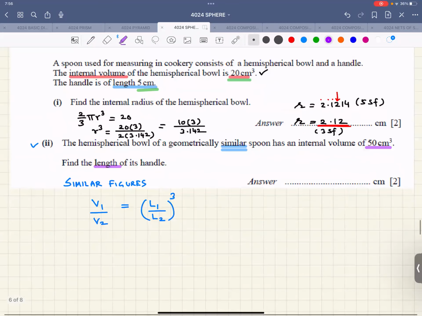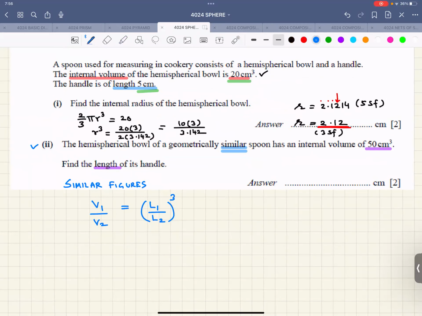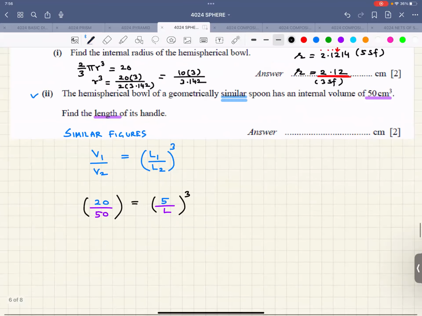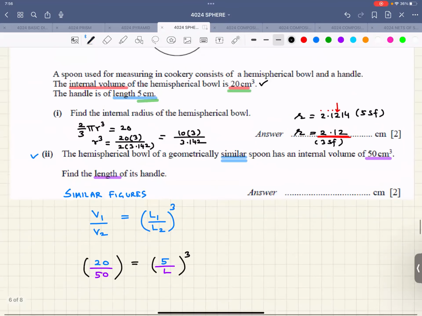So therefore, let me write it properly. I'm using blue color for 20 and 5. So let me choose blue color. This is for 20 and this is for 5. And then I'm using purple color. This is for 50 and this length is L. And don't forget to cube this. This comes out to be V1 over V2 is this much. So small volume over here.